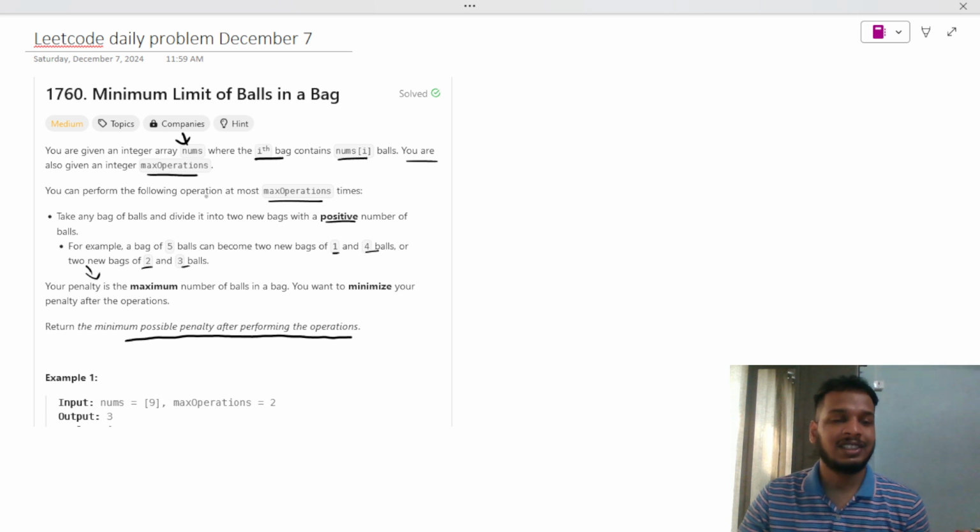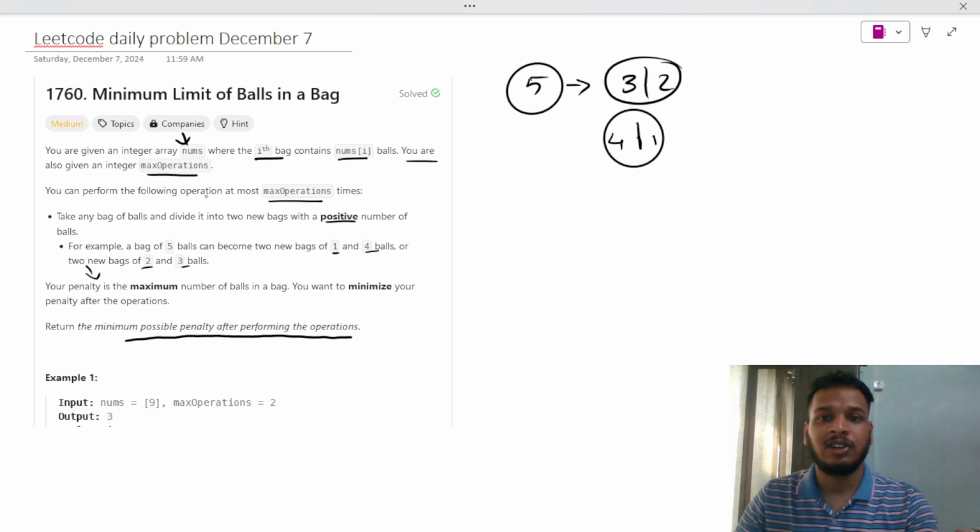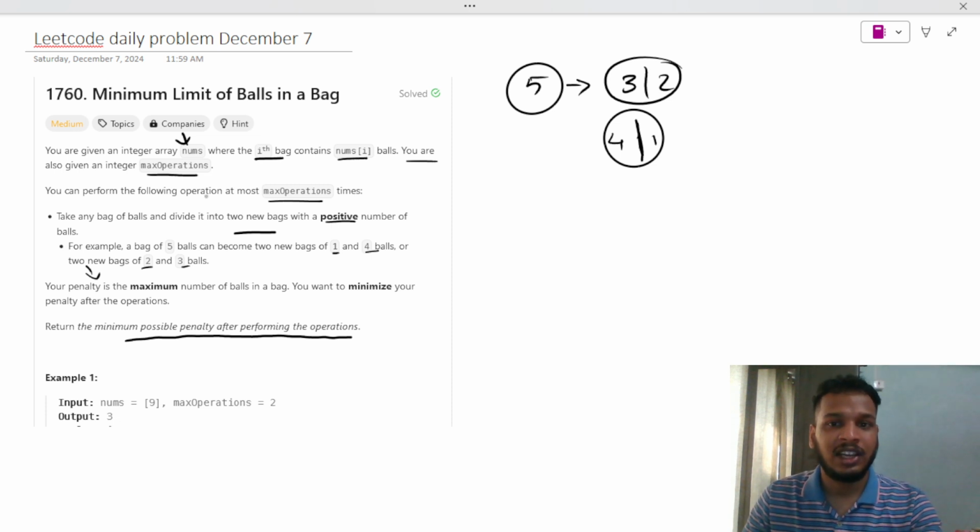So what does this problem say? Let's suppose you have a bag with five balls. Five can be divided into three and two, or maybe I can do four and one. I can only split into two bags. That's the one rule to keep in mind.